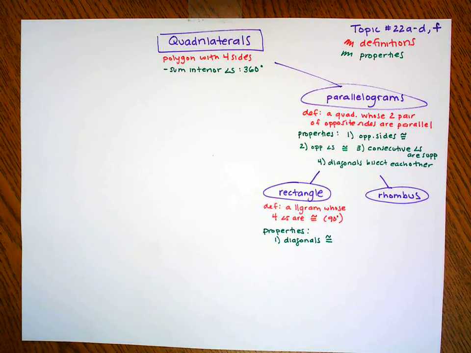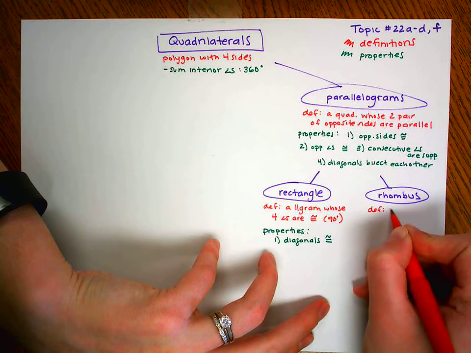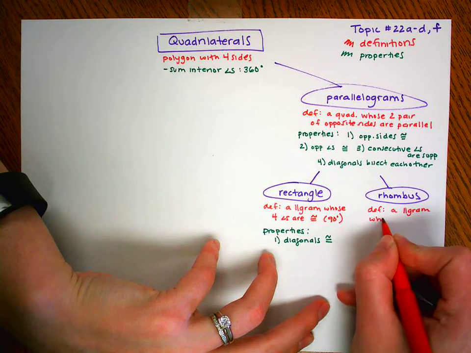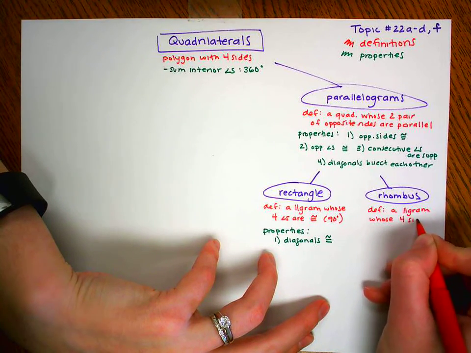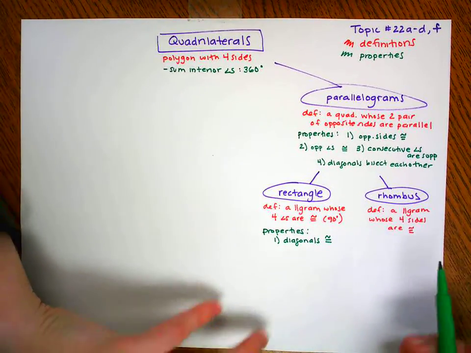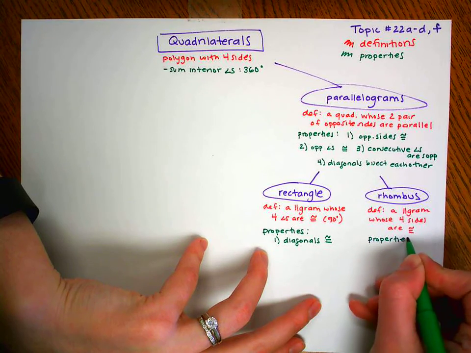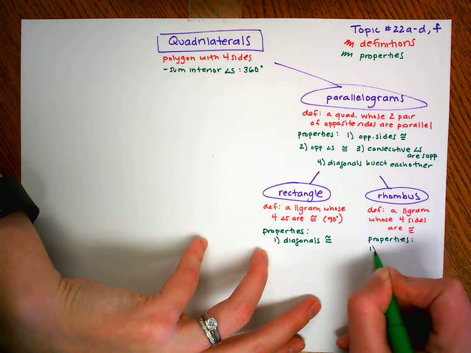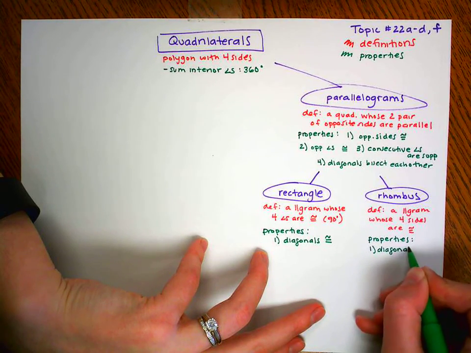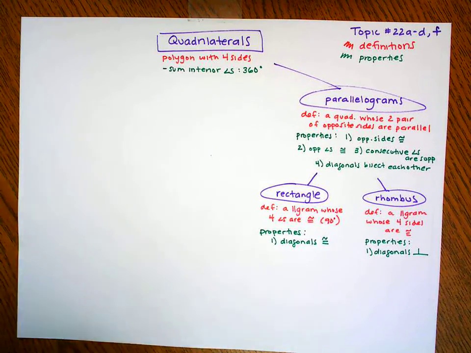Okay, so now we have a rhombus. And the definition for a rhombus is that it's a parallelogram whose four sides are congruent. And a rhombus has a couple of new properties. The first is that its diagonals are perpendicular. That's a symbol for perpendicular. It looks kind of like an upside down T.